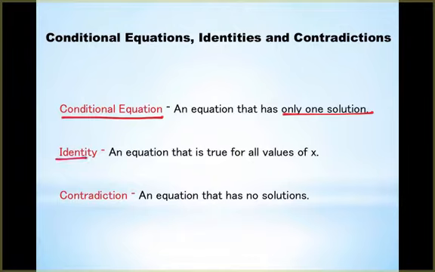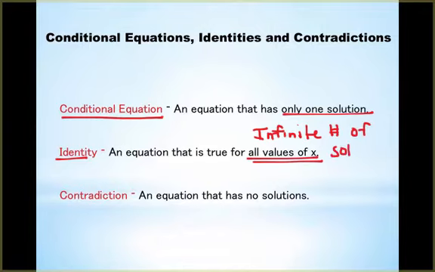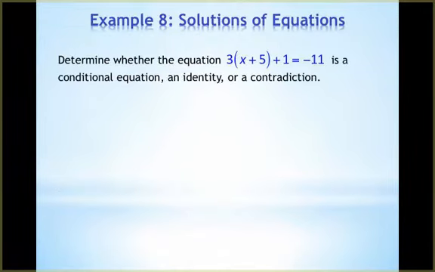An identity is an equation that is true for all values of x, so it has an infinite number of solutions. Any value that you pick for x will make that equation true. And then a contradiction is an equation that has no solutions. In other words, there's no value that would make that be a true equation. So let's look at this equation and determine, is it conditional, is it an identity, or a contradiction?